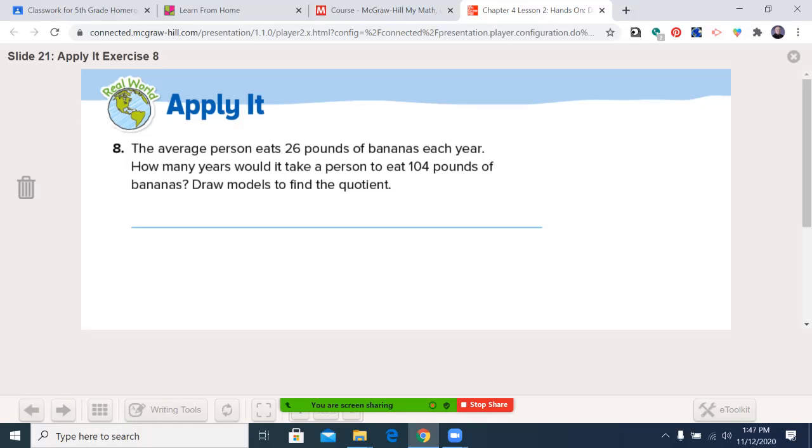Let's get a story problem here. The average person eats 26 pounds of bananas each year. Wow, that's a lot of bananas. B-A-N-A-N-A-S, bananas. How many years would it take for a person to eat 104 pounds of bananas? Draw models. So go ahead, pause the video, and let's see how you did. Welcome back. I apologize. I'm just finishing up a delicious banana split. And let's see how you did. 4 years, because 4 times 26 is 104.